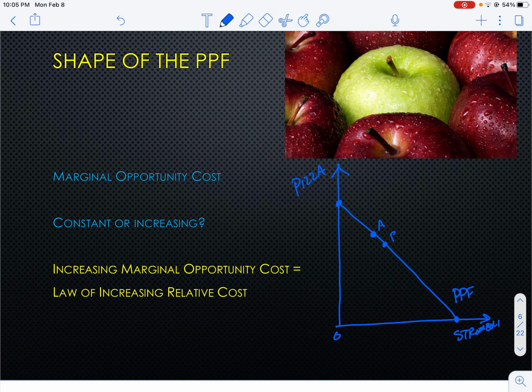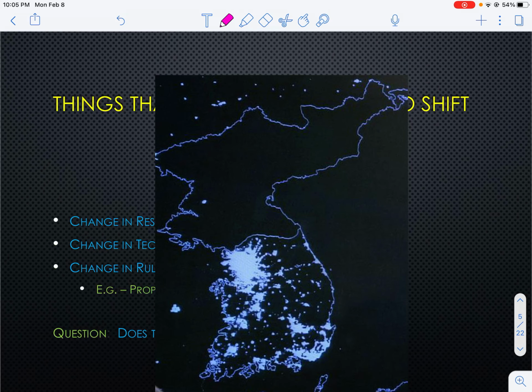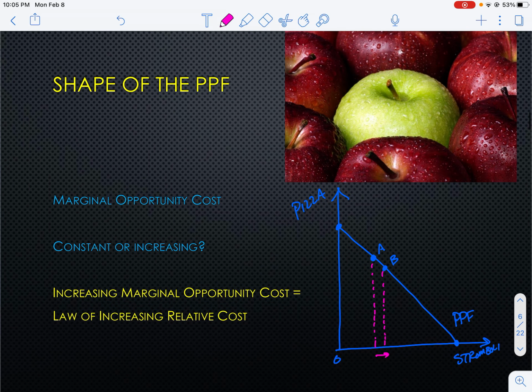If I call this production possibility A and this one B, then to move from one to the other, notice these are both efficient points. They're attainable and they're efficient because they're on the PPF. But if I want to move from A to B, in this movement I'm going to gain additional stromboli. I have more stromboli at B than I do at A, but to get there, I have to give up pizza. And so there's a trade-off. That's the opportunity cost. I give up one to get more of the other.